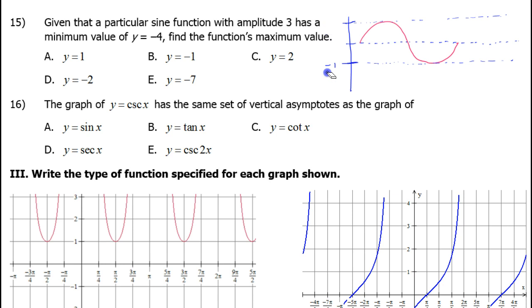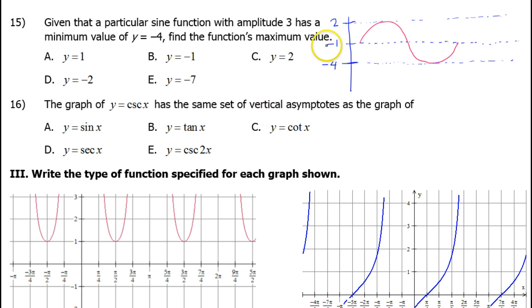What do I know, though? What do I know? Tell me. The minimum value is -4. So I know that this is going to be -4 right here. So if the amplitude is 3, then the midline must be 3 above this. Okay, so this must be -1, in order for them to be 3 apart. And then if I went 3 more, then that would be 2.